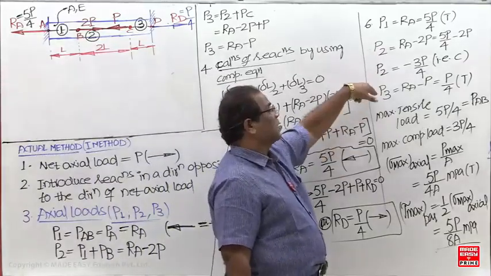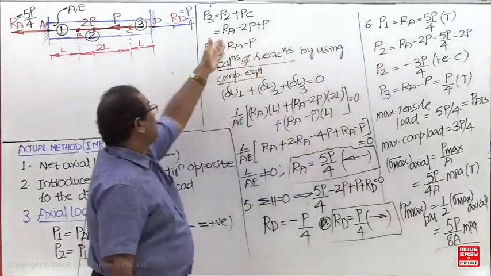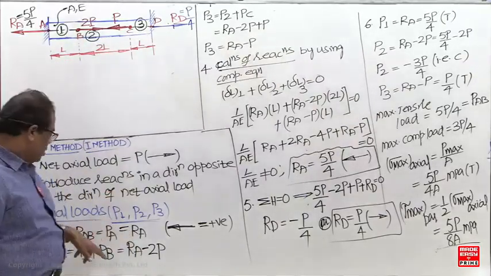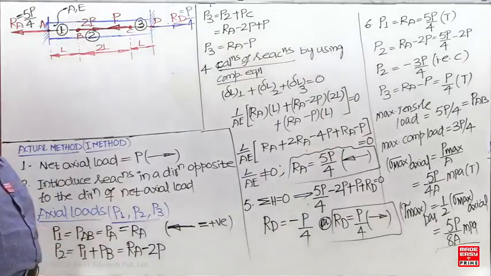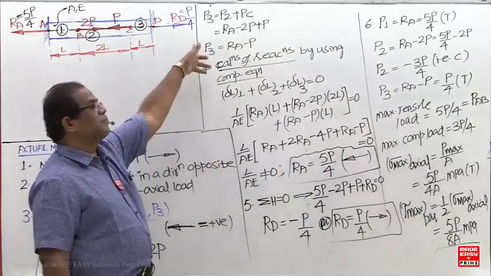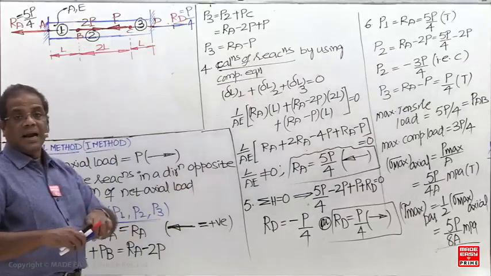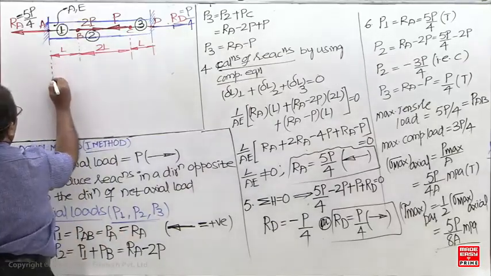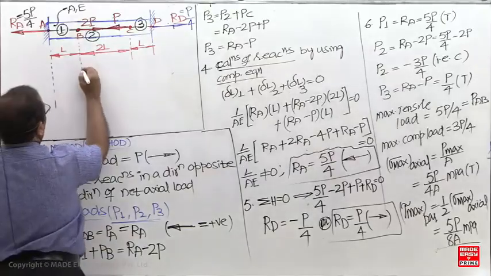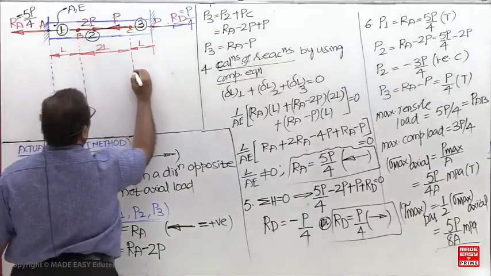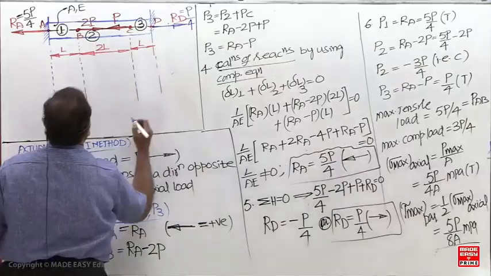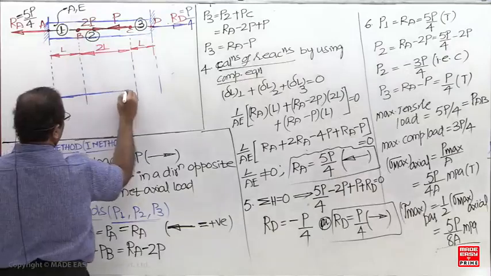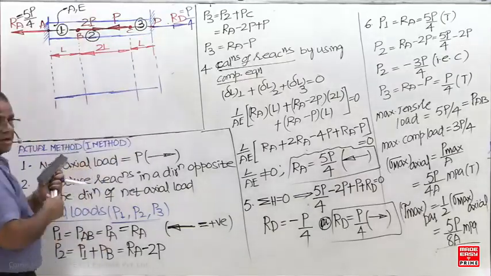Once you know the reaction, you can directly substitute. Otherwise, what you can do is draw the ALD also. Is the ALD compulsory or optional here? Optional. Why? Because P1 and P2 are already written in terms of RA. So you already know the RA value, substitute it. But if anybody wants to practice or cross check, then draw the ALD, to check whether your calculations and reactions are correct or incorrect.